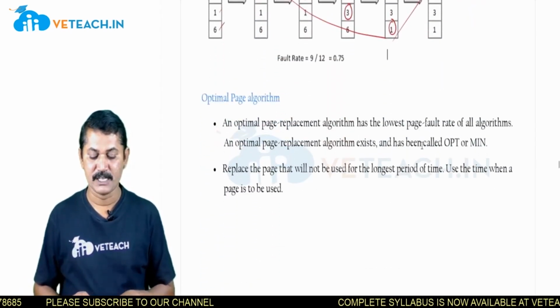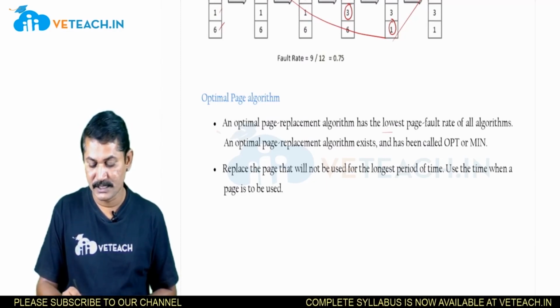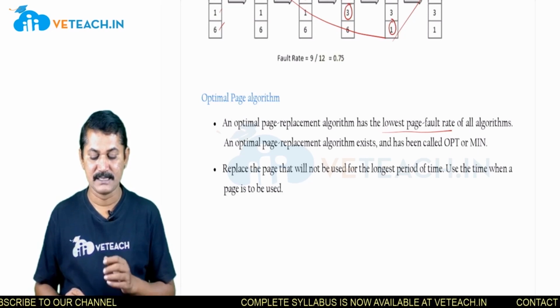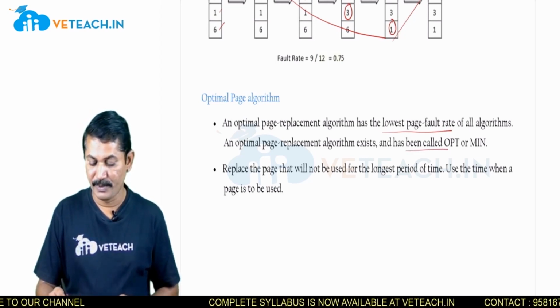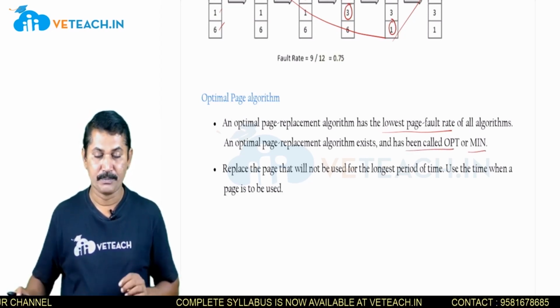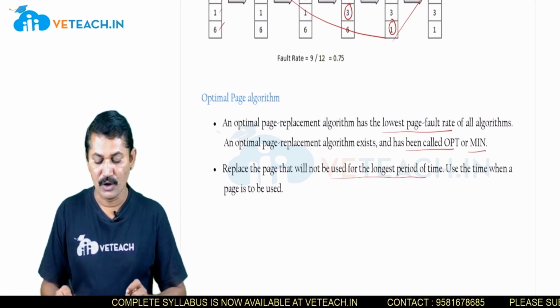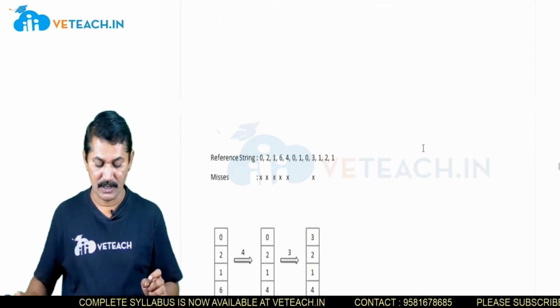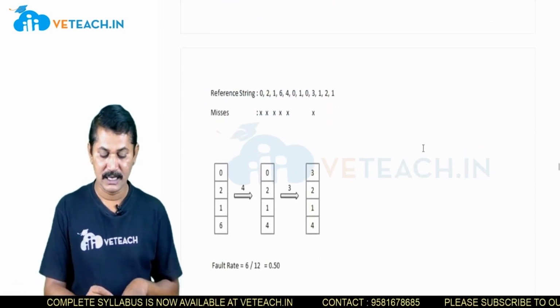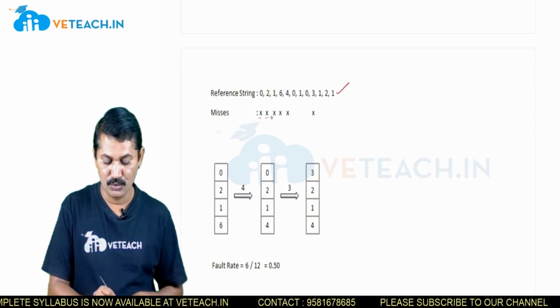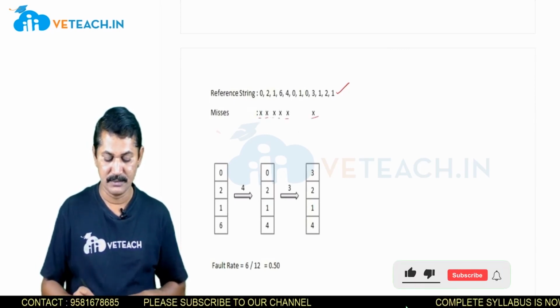The optimal page replacement algorithm has the lowest page fault rate of all algorithms. The optimal page replacement algorithm has been called OPT or MIN. The replacement page is the page that will not be used for the longest period of time. You can see the reference strings are given here and the misses are 0, 2, 1, 6, 4 and 3.